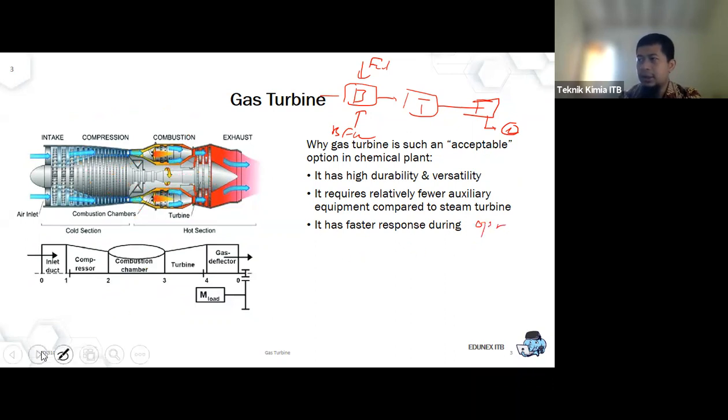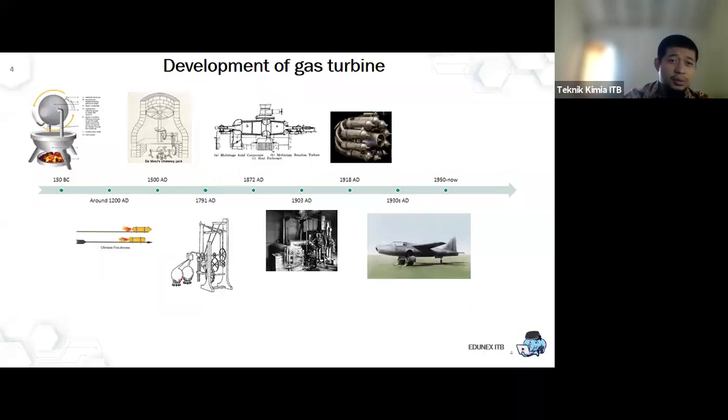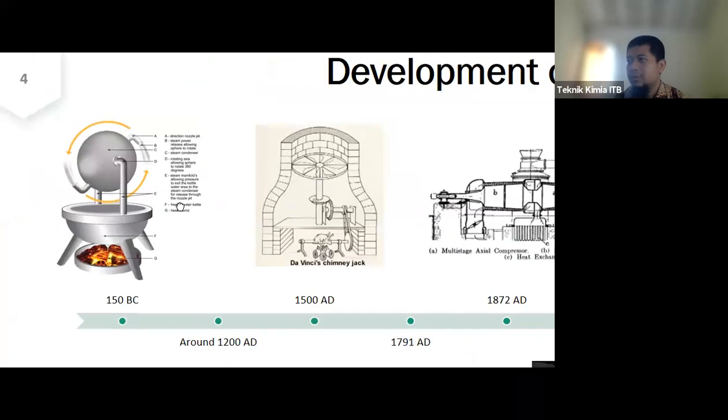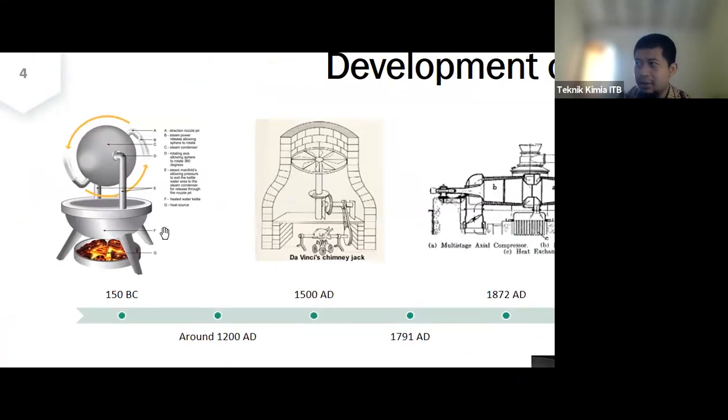So let's talk about the history a little bit, because if I give you a direct approach, it's going to be sleepy. The very first thing was the machine around 150 BC. The Egyptians used this steam machine. I forgot its name, but somehow they boiled water by using charcoal here, and then steam, something like this.